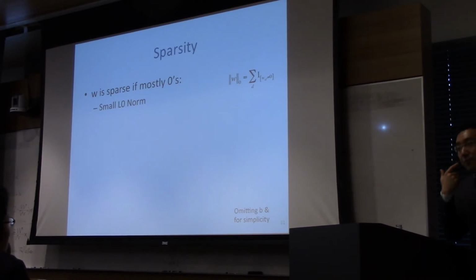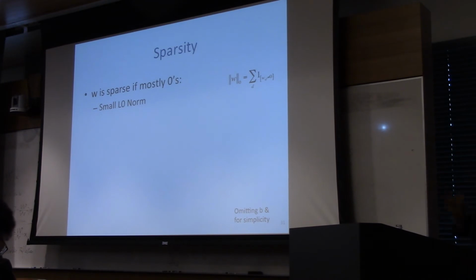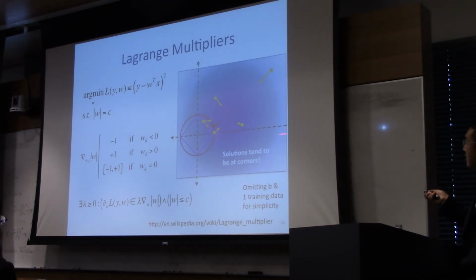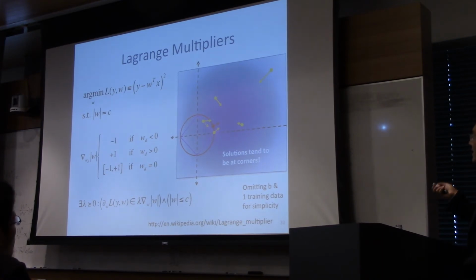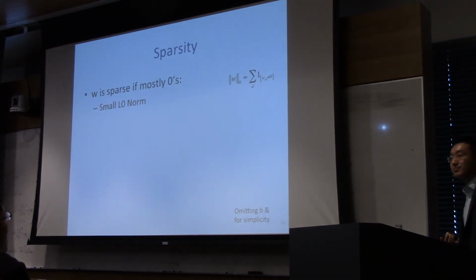What does it mean for the solution W to tend to be at one of the corners? Well, for example, at this corner, the component corresponding to the y-axis feature is 0. At the corners, many of the components of the weight vector are 0. This is known as sparsity. A weight vector W is sparse if it's mostly zeros, and you can measure the sparsity level by the number of non-zeros in W.